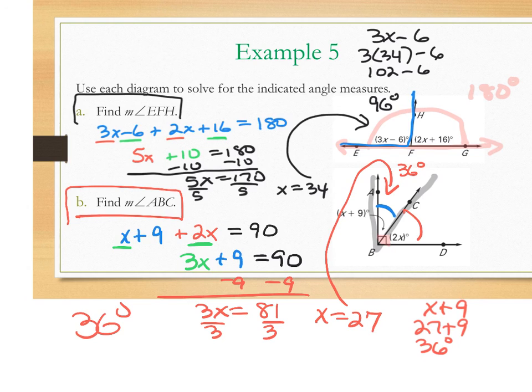If they ask me to find CBD, I could double it, so 2 times 36, or I'm sorry, 2 times 27, and get 54. And then again, a way you can double check is go back and add these. If it doesn't add to 90, you've done something wrong. But this question didn't ask for everything. It only wanted ABC, so you just had to get 36. So that is it for your angle pairs.